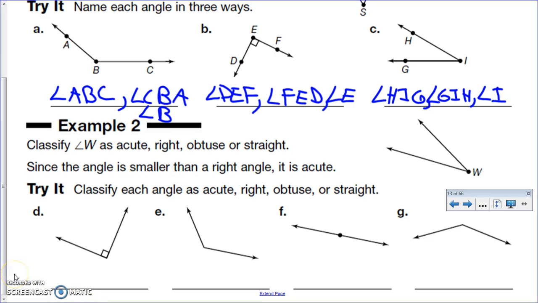So for D, we know it's a 90-degree angle because I put the little box in the corner, which always tells you it's 90 degrees. So we know this is a right angle. For E, we can tell that the angle is clearly wider than 90 degrees, but it's not a straight line, so it's going to be an obtuse angle.